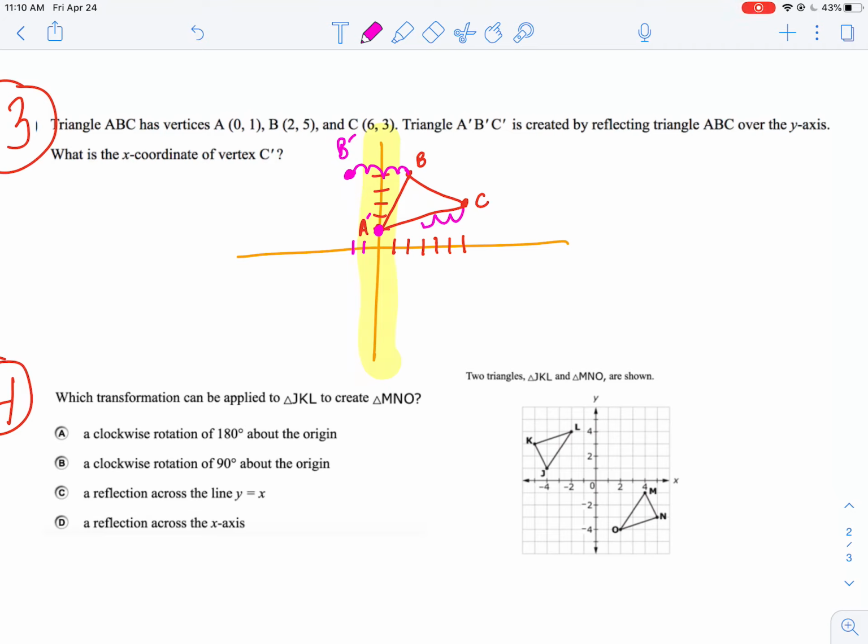And then if C is 1, 2, 3, 4, 5, 6 spots to the y-axis, I need to count 6 spots past the y-axis. 1, 2, 3, 4, 5, 6. All right, and then I'm going to connect the dots to create my new triangle, and that's going to be C prime. So it says, what is the x-coordinate of vertex C? Well, remember, x tells me left or right, y tells me up and down. So my x-coordinate for C is x equals -6.